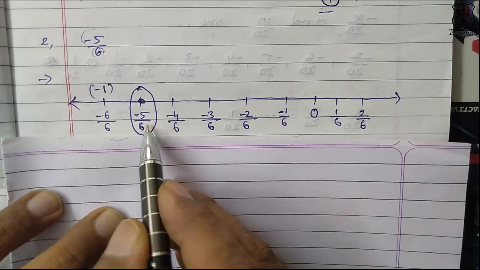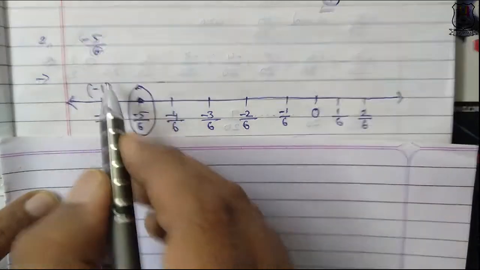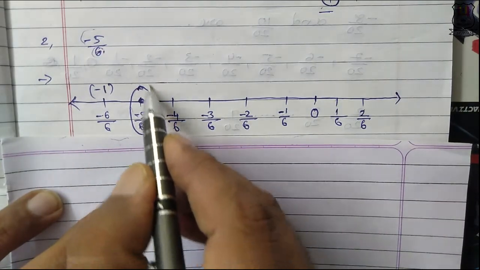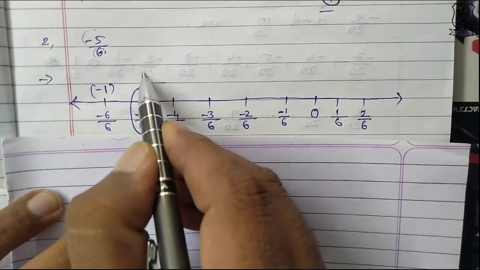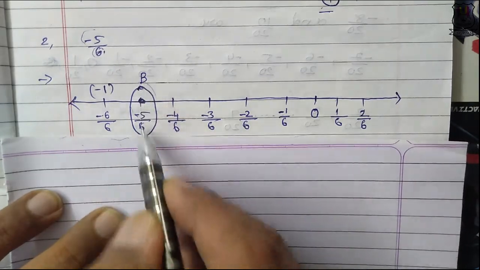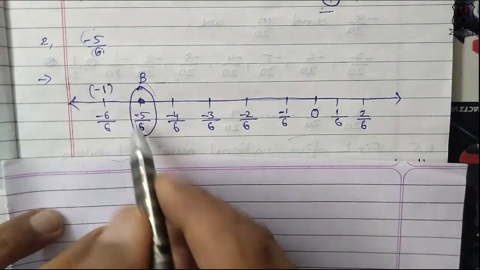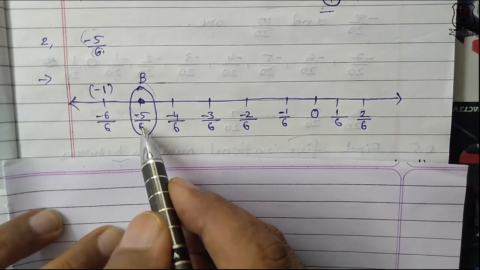Now you can easily find out what is the number that is given to us to find on the number line. This is the number, minus 5 upon 6. You can point it out as B, and then you can write that B is the point, that is the number which is given to us to find on the number line.